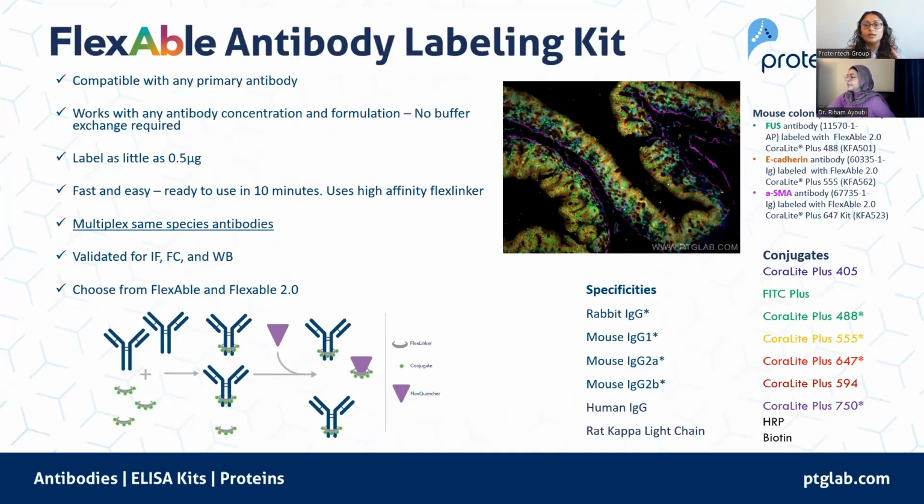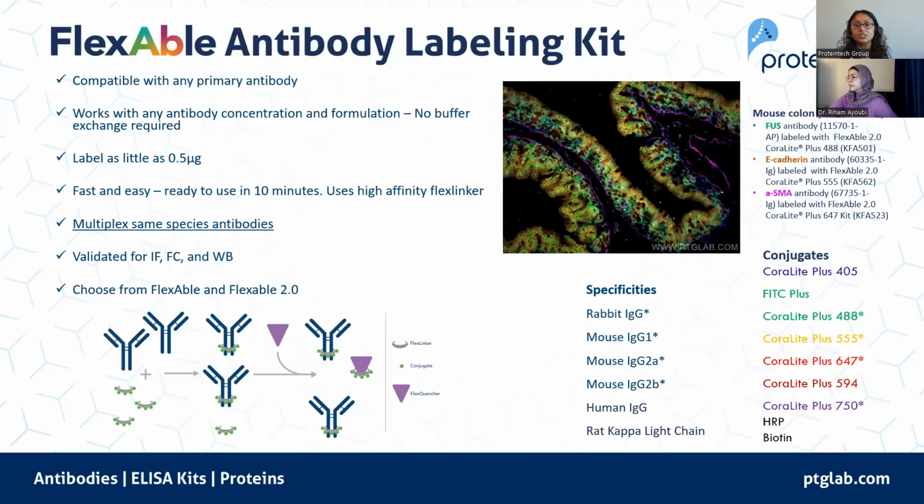And the way that it works, you can see here on the diagram at the bottom, is that you basically have your primary antibody, and then you add in a high affinity flex linker that has the conjugates that are covalently attached to it. Within minutes, that flex linker will bind to the Fc portion of your primary antibody. You then add in a flex quencher, which will bind to any of the unbound flex linker and essentially neutralize it. Then what you're left with is a fully functional conjugated antibody that's ready to use.